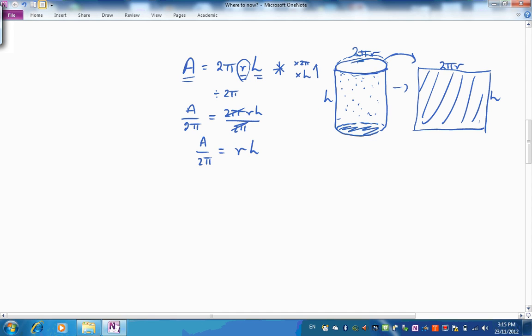And we can then, reversing this, divide by h and get A over 2 pi h equals r. So that would be a convenient formula if we wanted to routinely, or over a number of times, calculate the radius necessary to produce a certain area of our curved surface for a given height. So that's an interesting rearrangement also there.